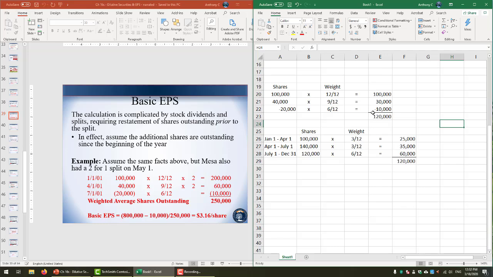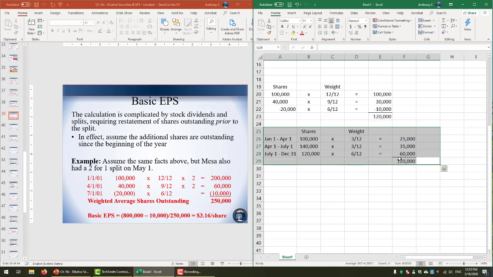So in other words, we just need to put everything on an apples to apples basis. So in this example, Mesa has a 2-for-1 split on May 1st. All that means is any shares prior to May 1st, we need to multiply by 2, since each share is split into 2. Anything that's after May 1st, we don't have to adjust because those shares are already on the new basis, so no adjustments necessary.